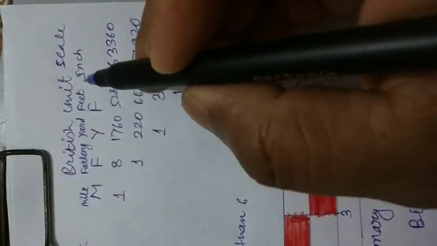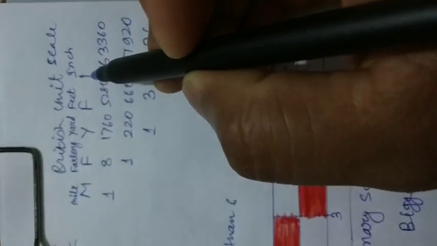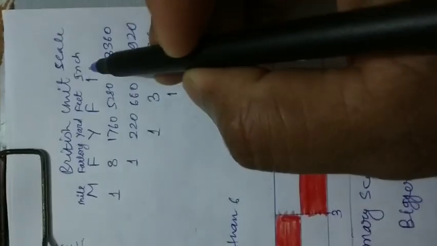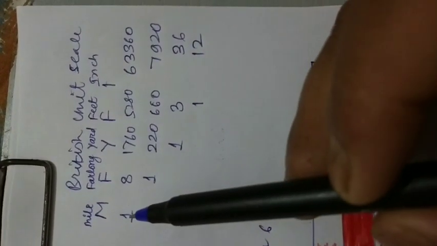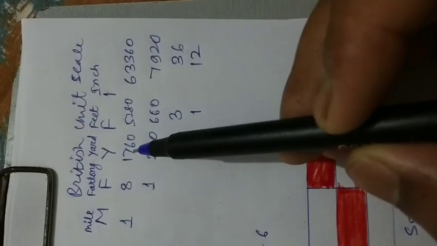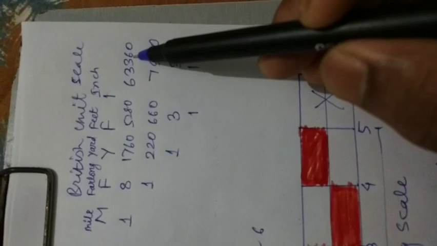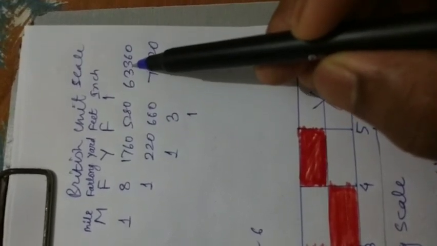And here we have the British unit, British scale, MFYFI. That means mile, furlong, yard, feet and inches. This is the thing you have to remember. 1 mile equal to 8 furlong, 8 furlong equal to 1760 yard, and 1 mile equal to 5280 feet, and 1 mile equal to 63360 inches. So the opposite of 63 is 360. You can remember like that.